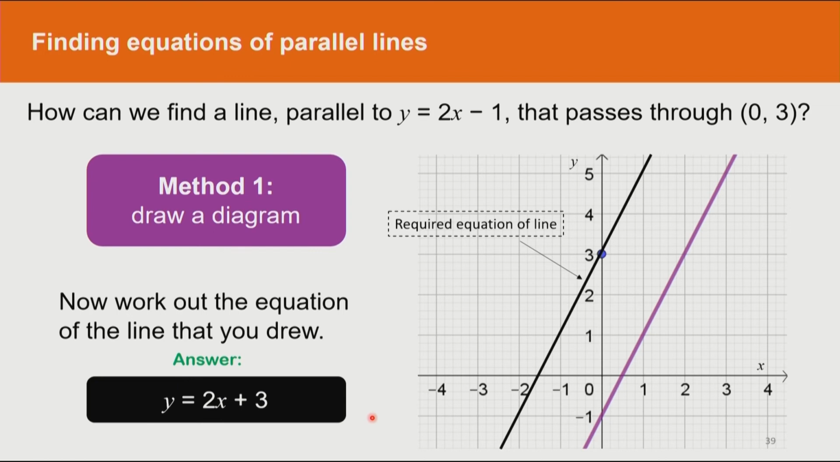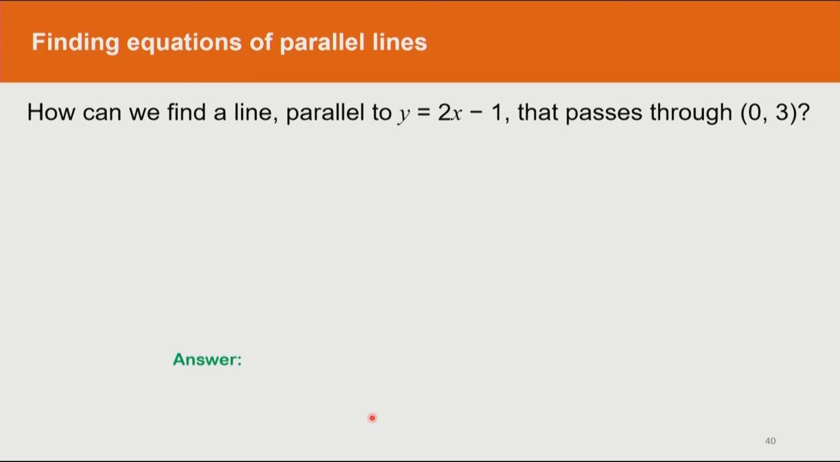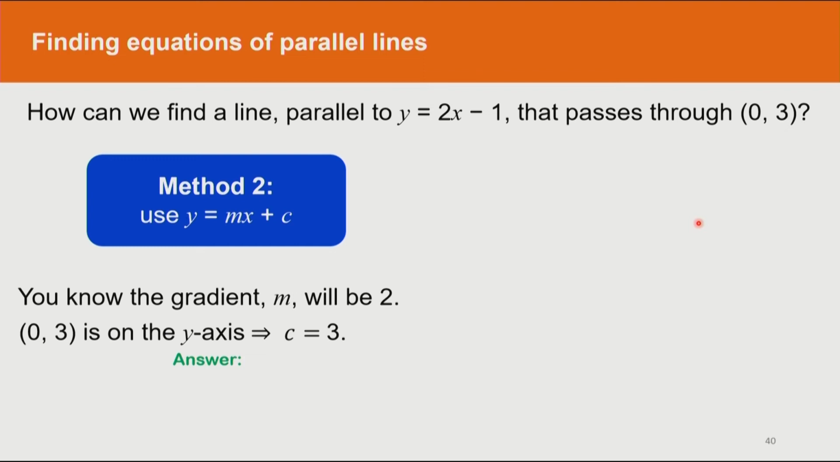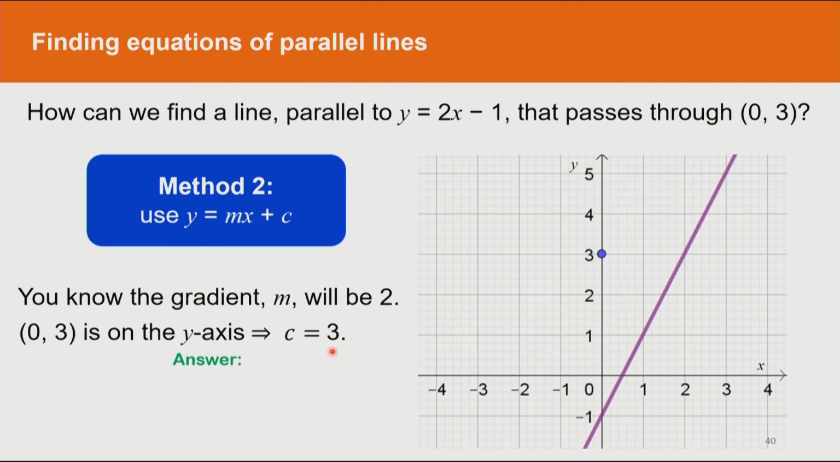So that is method 1. Then we have method 2. This is now where you use the general knowledge of y equals mx plus c. We know that the lines are parallel. Therefore, they have the same gradient, which in this case is 2. But it passes through 0, 3. So you can see here the y-coordinate is 3. Therefore, the value of c should be equal to that 3. So this is the easiest. So you know the gradient m will be 2, and 0, 3 is on the y-axis. Therefore, c equals 3.